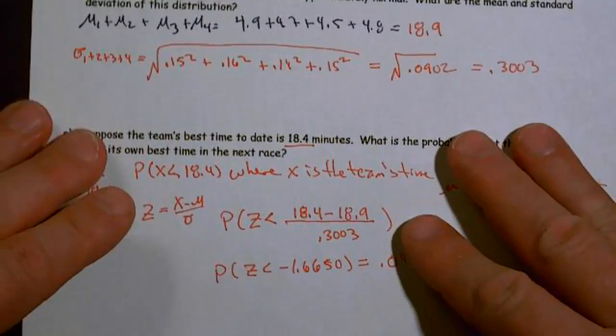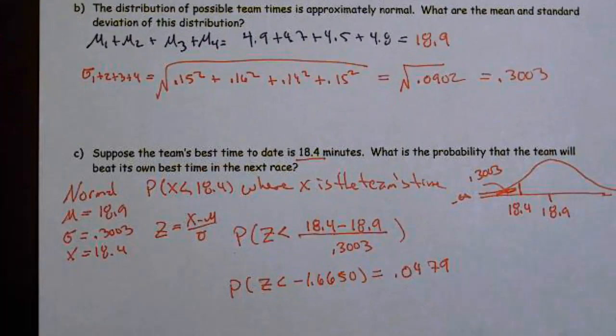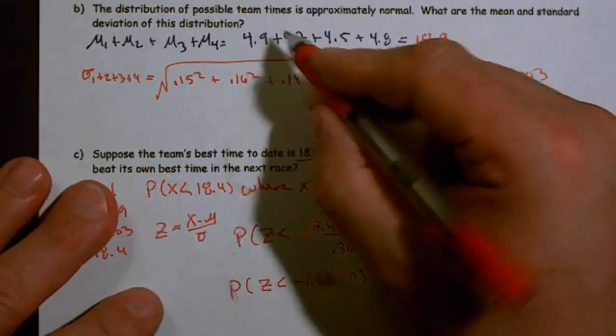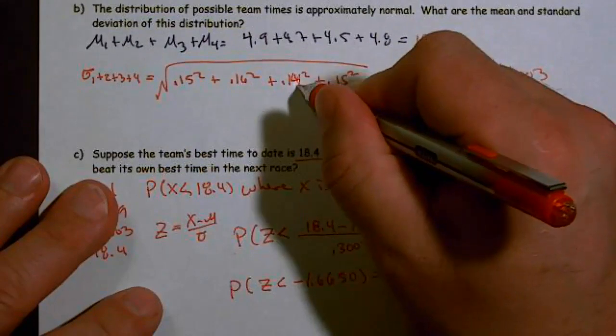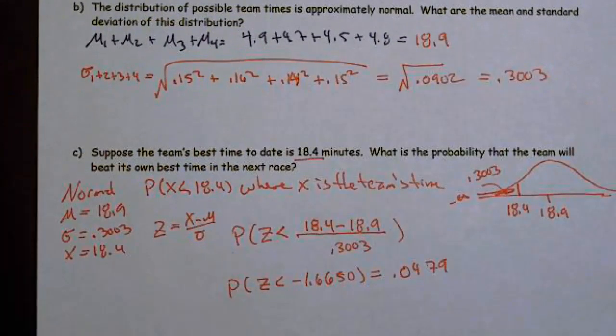The key thing is to remember to square your standard deviations before you sum them and then take the square root of them. Also, please make sure that you're drawing pictures and labeling things. It makes really a big difference in how you perform.